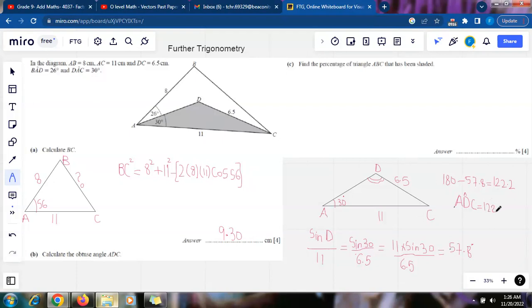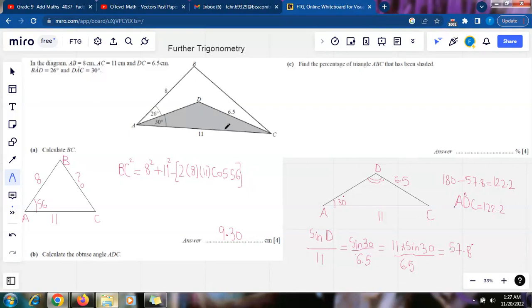In the third part, we have to find the percentage of triangle ABC that has been shaded. Since a specific area has been shaded, area means what shape is it in? It is a triangular area. So this means we have to find the area of the triangle first, the smaller triangle. And since we have to find the percentage, we know that in percentage, the denominator is the total. The question says the percentage of triangle ABC, so triangle ABC is the total. So we have to find two areas in this part, and the first area is of the bigger triangle, that is ABC, and the second area will be of the smaller triangle, that is ADC.